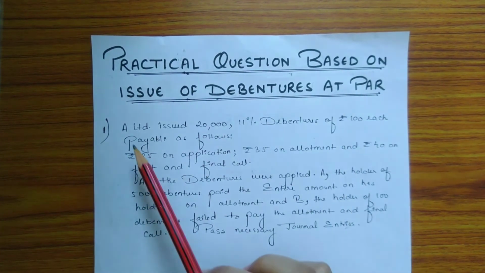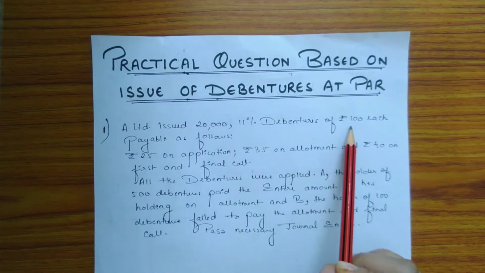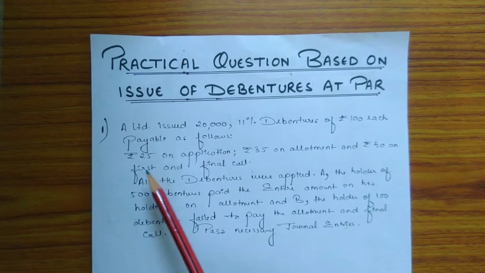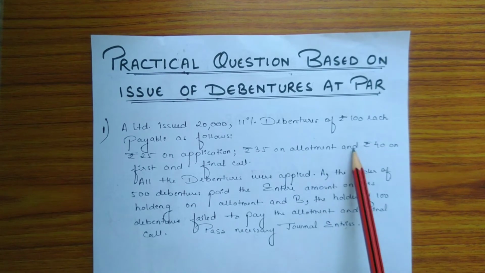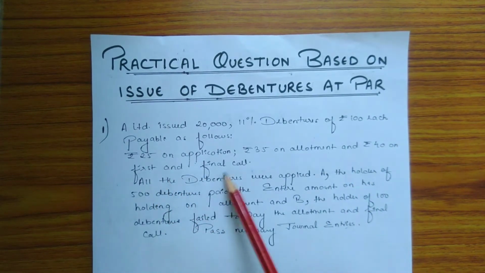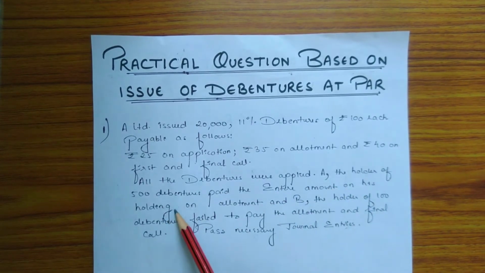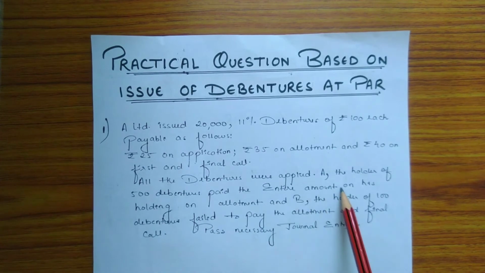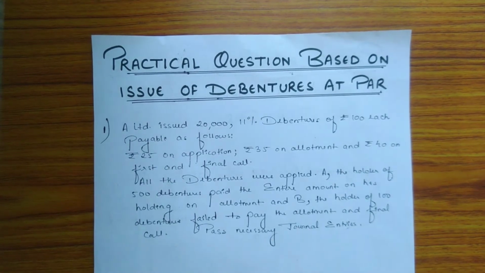Now the question is, A Limited issued 20,000 11% debentures of rupees 100 each payable as follows. Rupees 25 on application, rupees 35 on allotment and rupees 40 on first and final call. All the debentures were applied. A, the holder of 500 debentures paid the entire amount on his holding on allotment, and B, the holder of 100 debentures failed to pay the allotment and final call money. So pass the necessary journal entries.